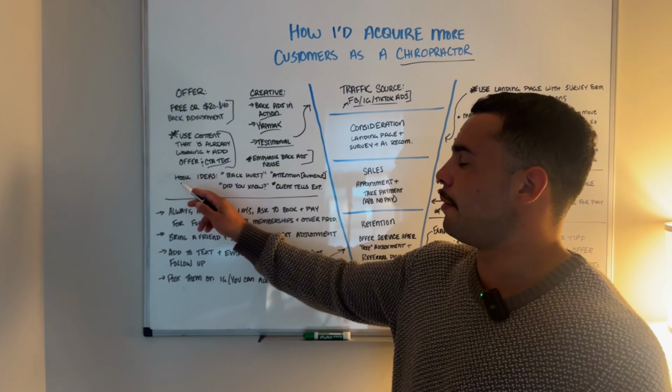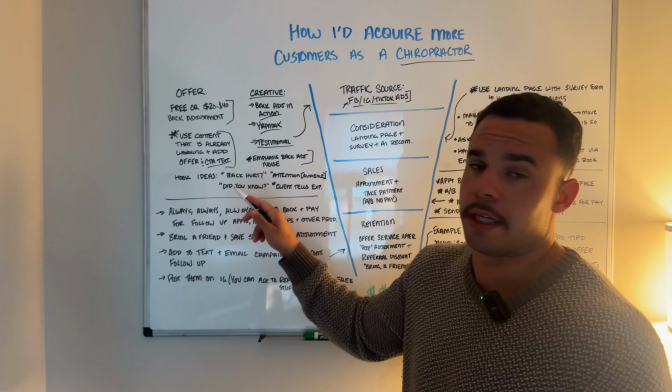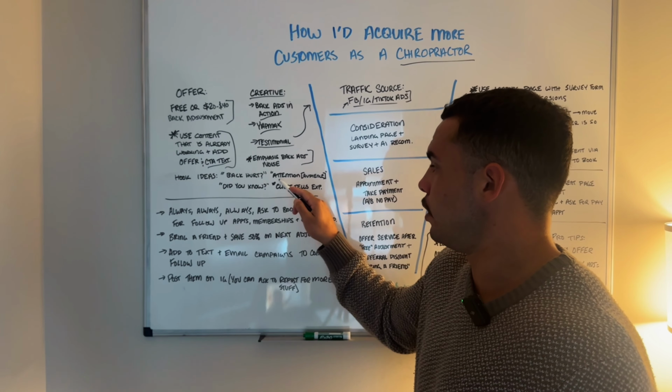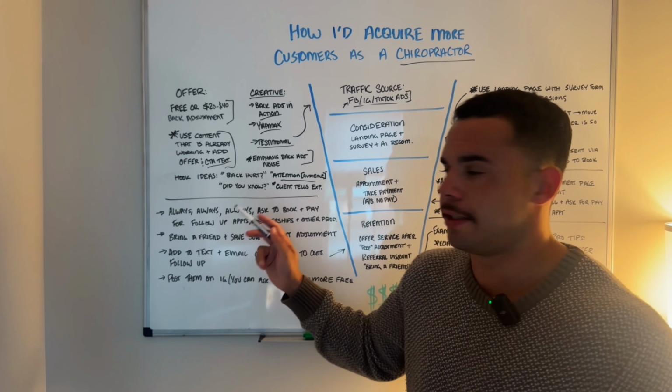And then add some ideas for the hooks. So I would start by saying something like, does your back hurt? Or attention to your audience. So attention Nashville or attention Murfreesboro or attention Cincinnati, whatever.